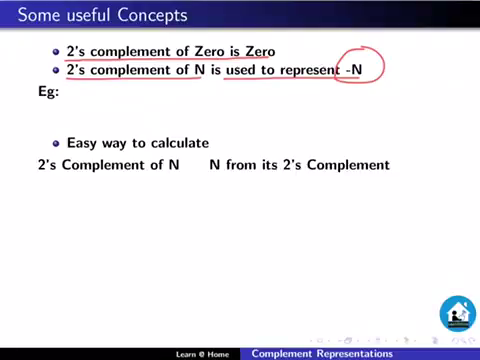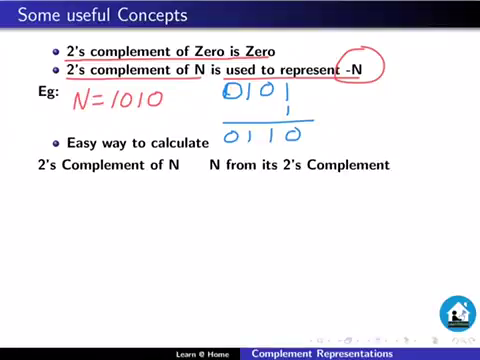In the earlier slide, we have seen an example of this. We have taken n is equal to 1 0 1 0, and we have found the 2's complement of n. The 2's complement is found like this: you just invert what is given, that is 0 1 0 1, and that becomes the 1's complement, and then add 1 to that. Then you will get 0 1 1 0. So you can understand that this is the 2's complement representation, and it actually represents the negative of n.